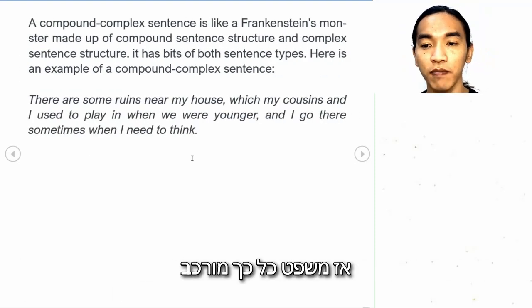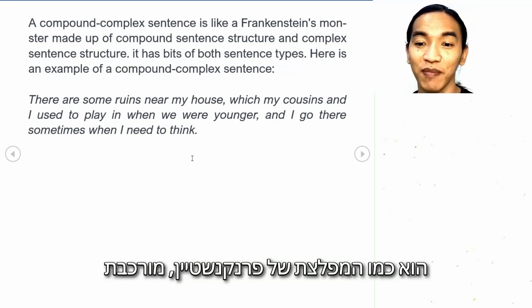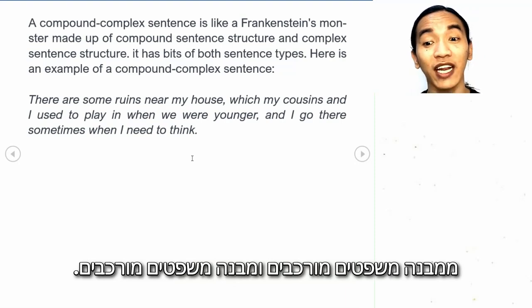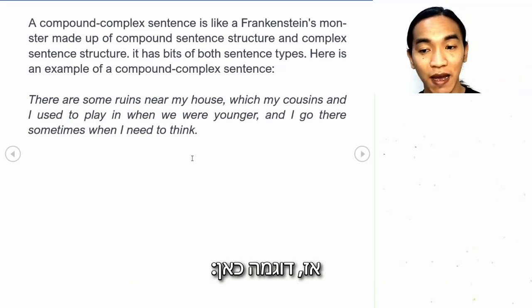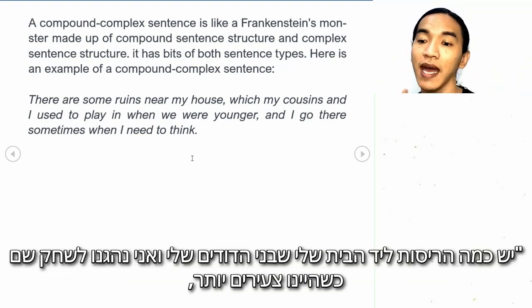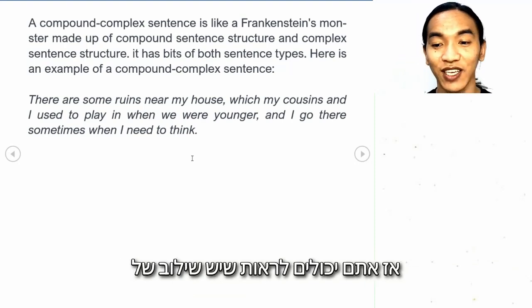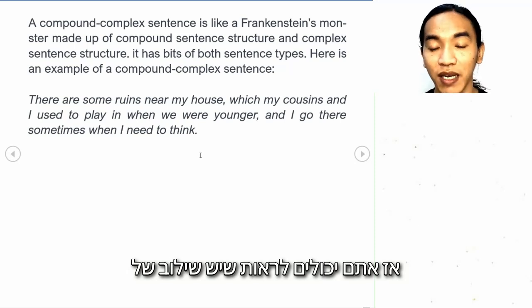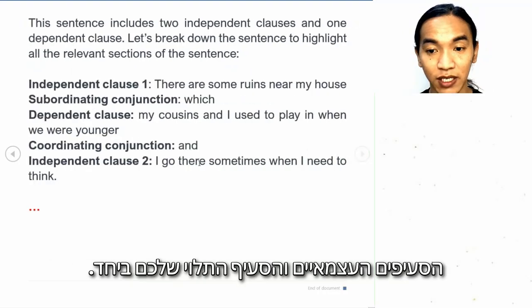All right, so a compound complex sentence is like Frankenstein's monster, made up of compound sentence structure and complex sentence structure. It has bits of both sentence types combined together. So example here: There are some ruins near my house which my cousins and I used to play in when we were younger, and I go there sometimes when I need to think. So you can see that there is a combination of independent clauses and a dependent clause put together.